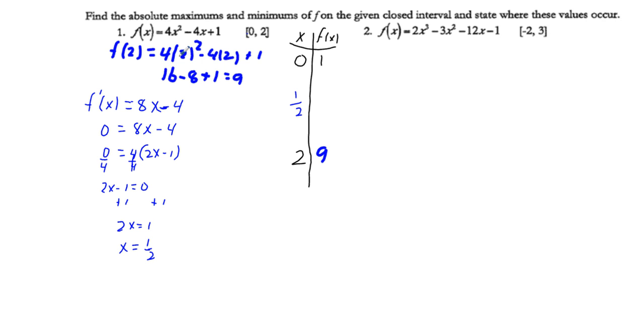And what we'll do is substitute in 1/2 for this function up here. So f of 1/2 is equal to 4 times 1/2 squared minus 4 times 1/2, plus 1. And 1/2 squared is 1/4. So 4 times 1/4 is 1, minus 4 over 2 is minus 2, plus 1. So we're going to get 0. So f of 1/2 equals 0.